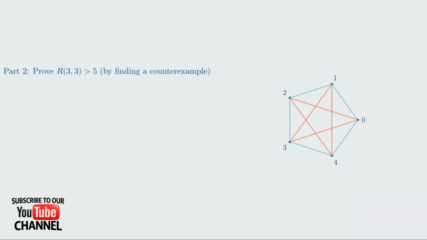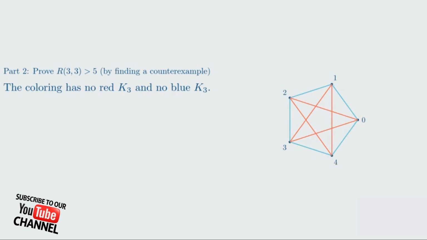You need 3 consecutive vertices for a triangle, but the red edges connect vertices that are next but one to each other. Therefore, we have found a valid 2-coloring of K5 that contains no red triangle and no blue triangle. This is our counterexample. It proves that R(3,3) is greater than 5.